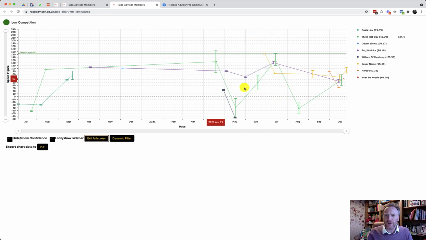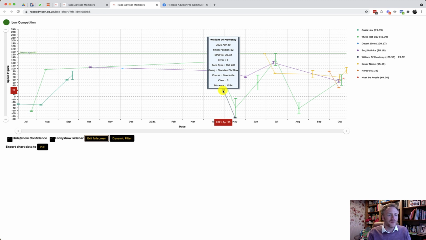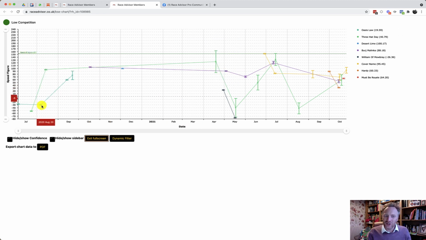So for example, I've got the purple line, which is Burj Malinka, kind of doing okay and then starting to trend a bit downwards. I've got Three Hat Day here, bouncing around, so a bit volatile for that runner. We've got Cover Name here, had a really good race and then kind of pretty consistent. We like consistency. Hardy, kind of decreasing performance here. Another decreasing performance here. There's a sloping down line, William of Mowbray. But over here, not raced for a long time, we've got Oasis Law. So Desert Lime is just sitting here with one race, so we haven't really got much history about that horse.